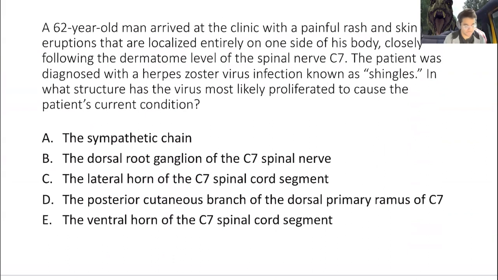Let's do this question. Throw it in the chat.